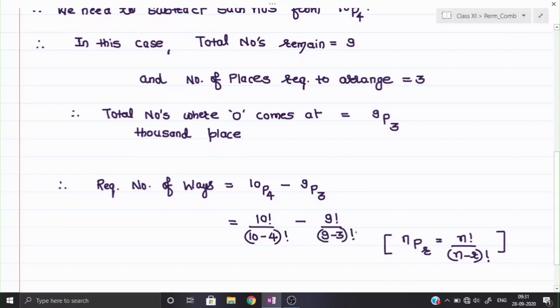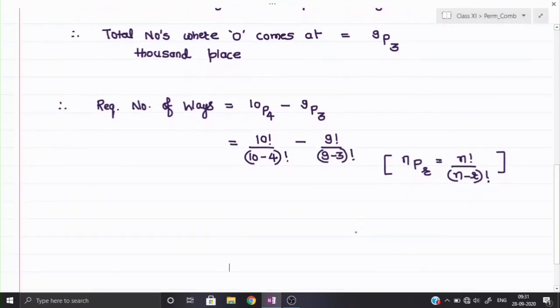Okay, let us start further. Now factorial 10 will remain as it is, upon factorial 6, minus factorial 9 upon factorial 6 again. Now see, I have told you one method to open the factorial as many times as required. So 10 I will open up till 6, so both the factorial 6 can be cancelled.